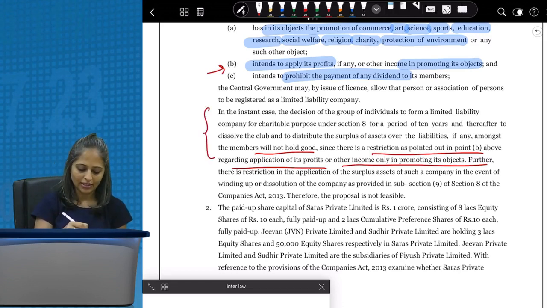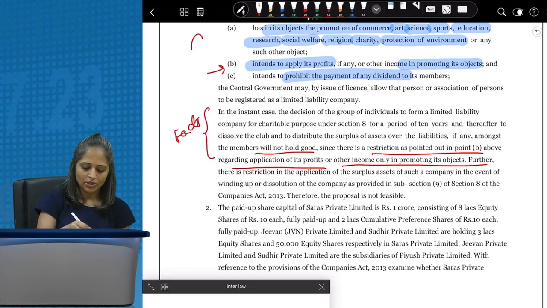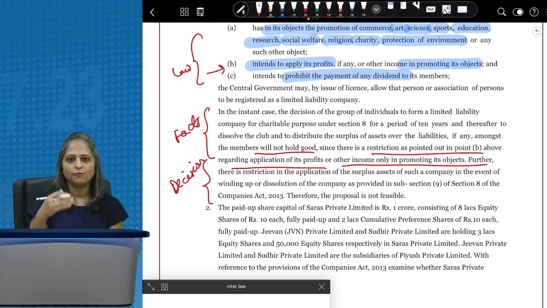So here they are writing the facts. This is about the law, and here you will give your decision on the final applicability of law on the facts.